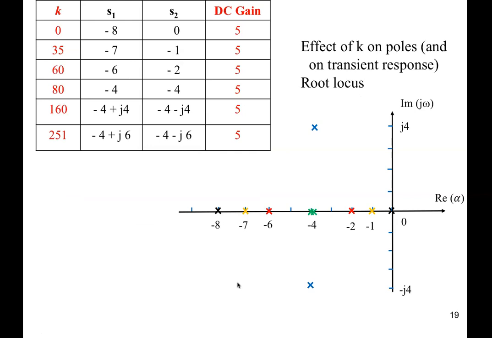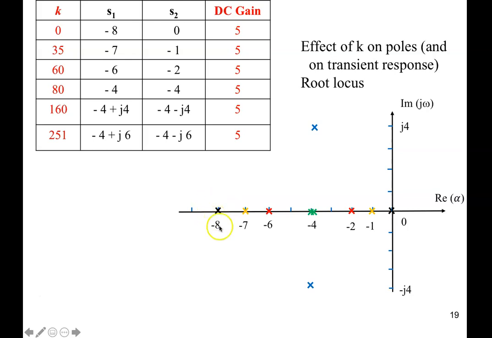Look at how they move about as I increase k. Okay, so start from k equal to 0. This is where I have 2 poles, 0 and minus 8. So it's 0 here, that's 1 pole. Minus 8, that's the second pole. Okay, that's the same as the open loop poles.